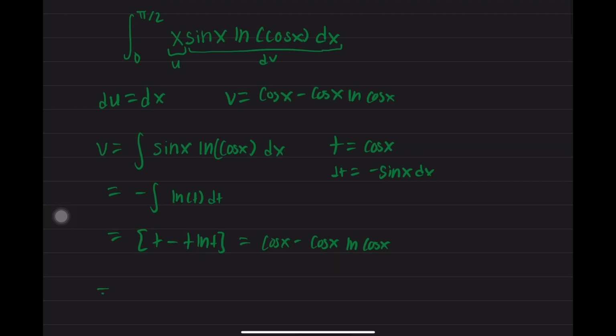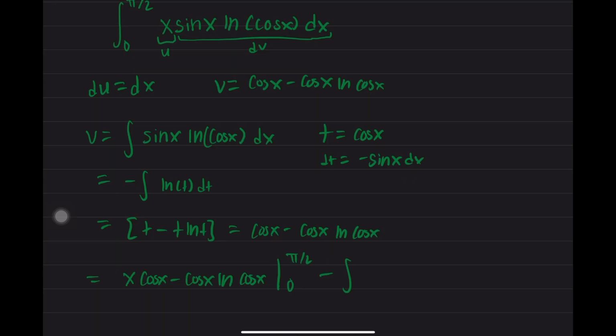So now this integral right here will become uv. So we have x times cosine of x minus cosine of x ln cosine of x from 0 to pi over 2, minus the integral of v du. Well, here's our v, and our du is just dx. So we are really just going to take our v, cosine of x minus cosine x ln cosine of x, dx from 0 to pi over 2.